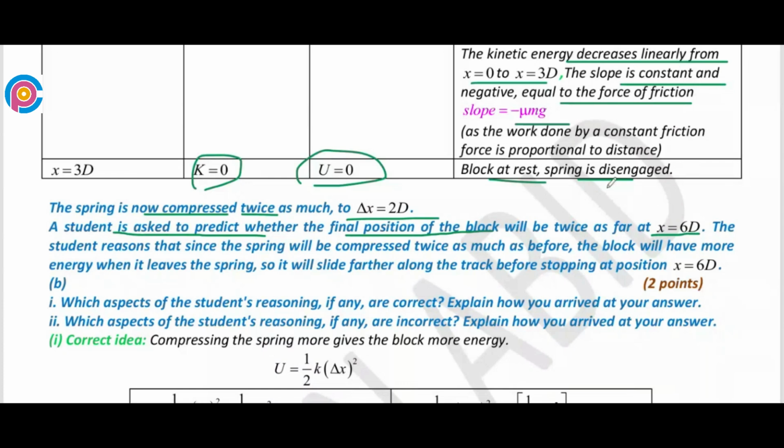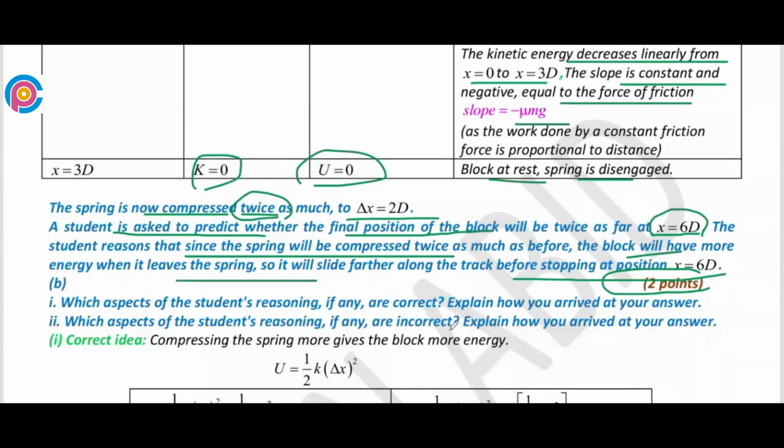In the previous case, it is 3d. Now, because the spring is compressed twice as much, the student predicts that x should be 6d. The student reasons that the spring compressed twice as much gives the block more energy leaving the spring, so it slides further along the track before stopping at x equals 6d. We have to solve for the two points.